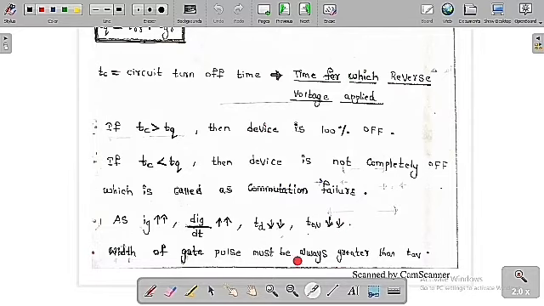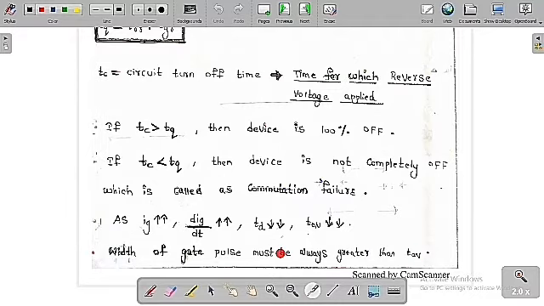So the width of the gate pulse must always be greater than T on. Then only we can confirm that the device is turned on. Whatever the width of the gate pulse, it should always be greater than T on, then only we can confirm that the device is perfectly turned on.